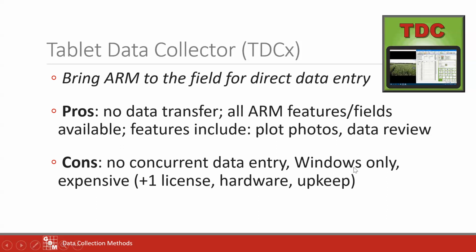The other downsides, we're limited to Windows because it's the ARM software, so you need to find a Windows tablet or a Windows device that is mobile enough to bring into the field, which can be expensive. So number one, you need an ARM license for that device. And if that device isn't the same one as in the office, now you need to purchase a new ARM license. Then there's also just the purchase of the hardware itself, that device, and any upkeep. Just another Windows device means more things you need to make sure are up to date and things like that.